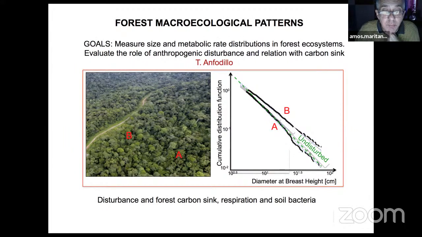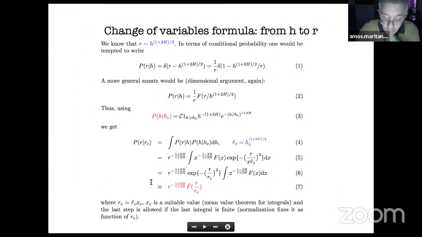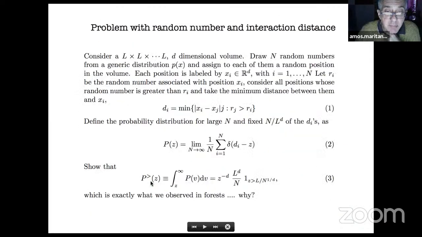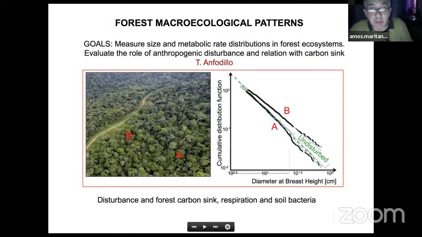Based on the ideal distribution that I was showing, you can go to a forest and measure how far you are from the ideal distribution, from the prediction. So if we have a forest where there is some disturbance, like a road, the nearer you are to the disturbance, which is part B, the more it is affected. If you go and measure the distribution of sizes in part B and in part A, part A is undisturbed because it's far away. The dashed green line is the prediction, and the black line is the data. And you see that the prediction agrees with the data.